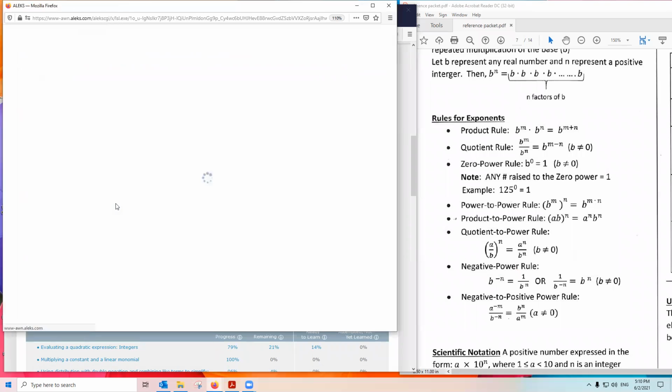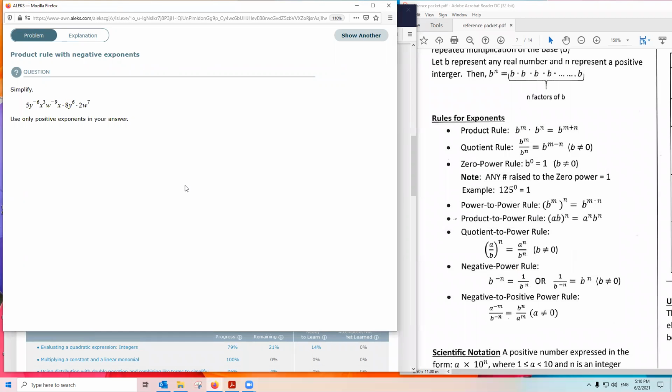All right. Let's take a look here. Product rule with negative exponents. All right, well, here's a kind of a messy expression. And notice I'm seeing both positive and negative exponents. Well, let me write this down.